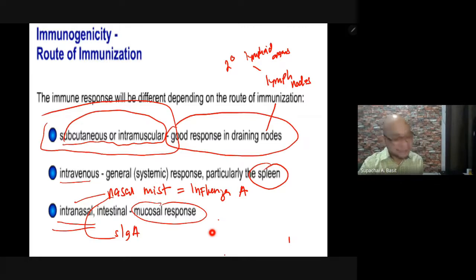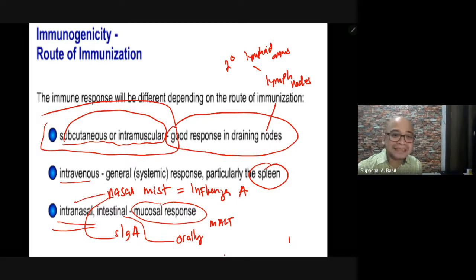There's another one, intestinal. In order for us to have a good intestinal mucosal response, this particular vaccine should be given orally. Because in our intestines, we have the so-called mucosa-associated lymphoid tissue. An example of that is the Peyer's patches. So there are some vaccines that can be given orally.